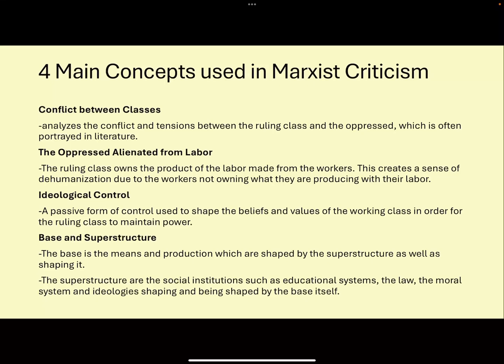Third, ideological control, a passive form of control used to shape the beliefs and values of the working class in order for the ruling class to maintain their power. And lastly, base and superstructure. The base is the means of production, which are shaped by the superstructure as well as shaping it. The superstructure is the social institutions such as educational systems, the law, moral systems, and ideologies, shaping and being shaped by the base itself.